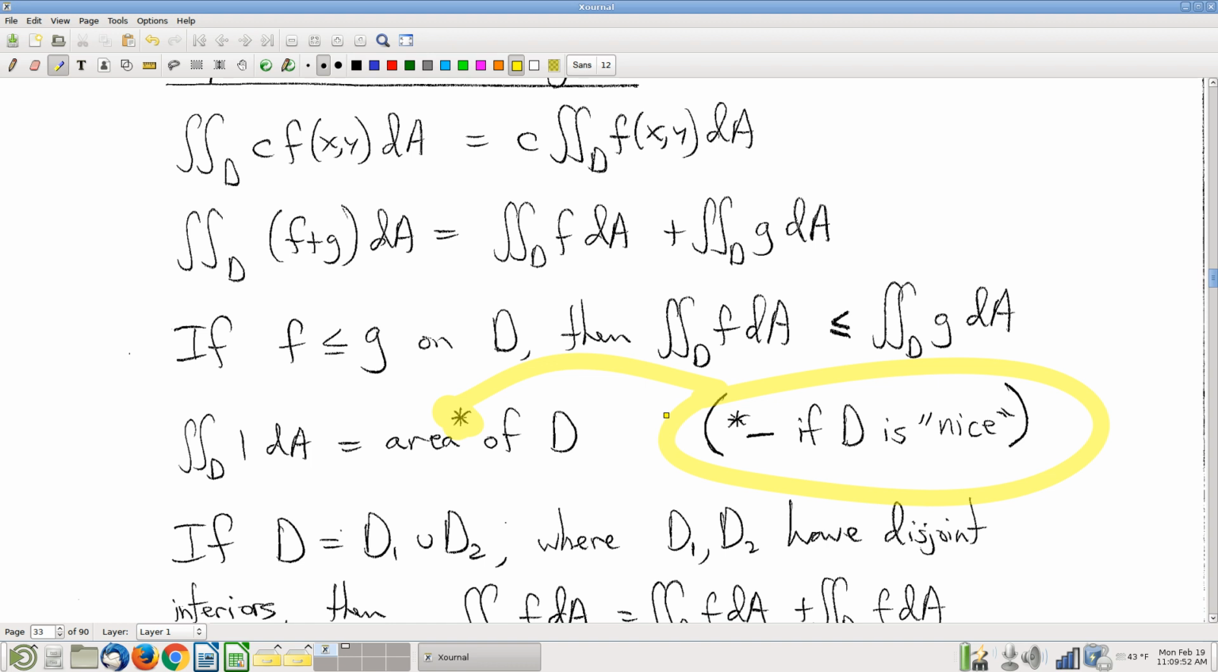If it's 2, then is it 2 times the area? Yep. Mm-hmm. Yep. Because that 2 would just factor right out like so. Yep.